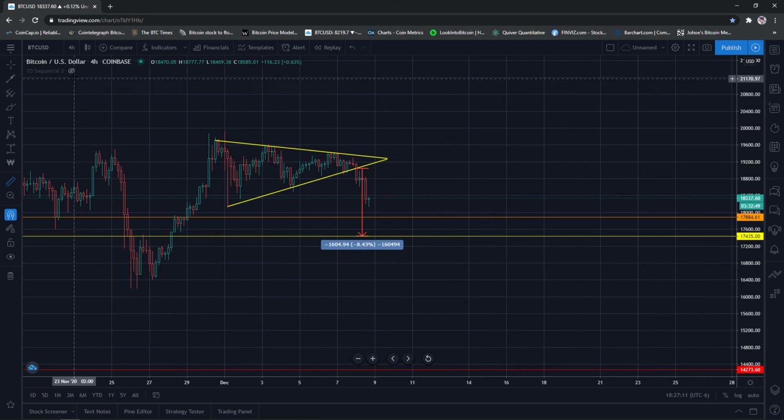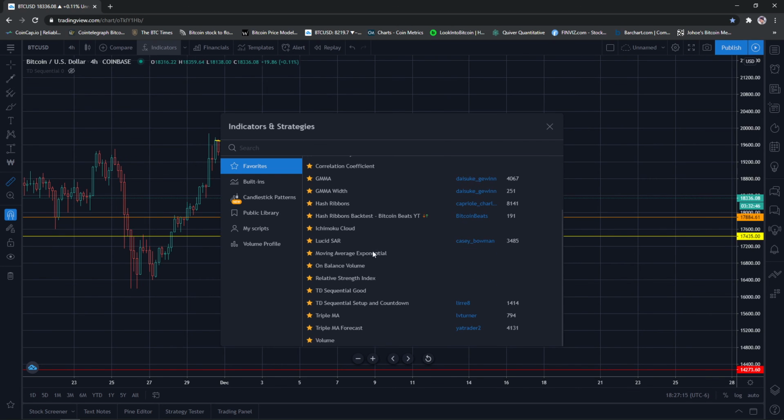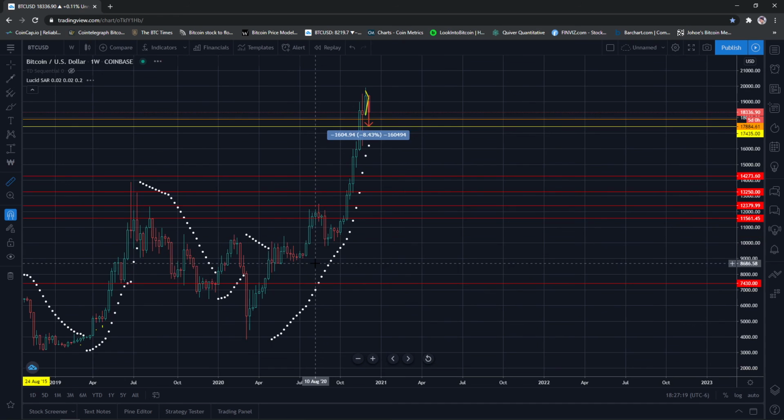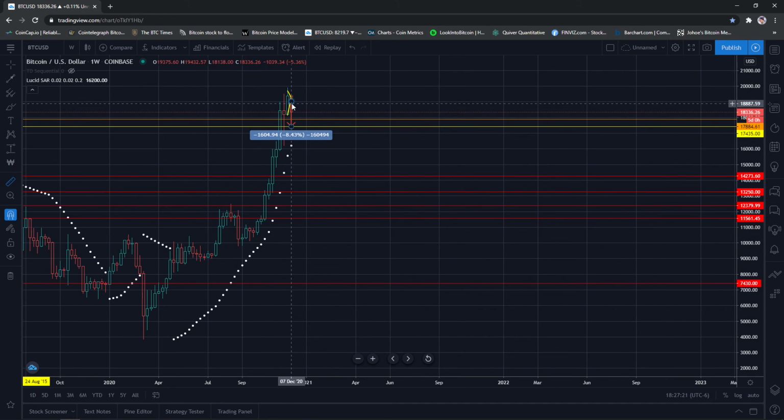I had said before that we have these stop and reversal points, and I think that once we break those, that will indicate a time where that could be a buy the dip.